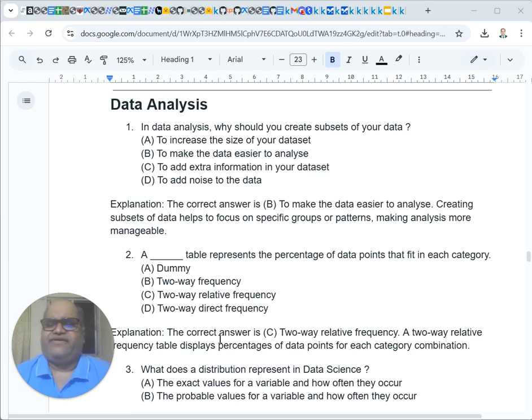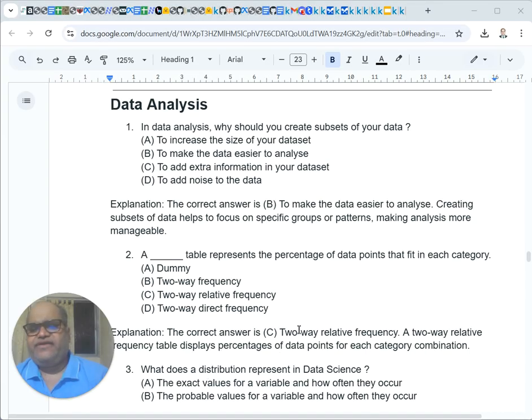Just having a subset, you are definitely not going to add any extra information. So option C is gone. And if you take a subset anyway, you are not talking about increasing the size of your data set. So in that sense, it is option B that is appropriate, which talks about making the data easier to analyze, because many a time you could have a lot of records, and this helps you understand at least a subset of it and the patterns thereof.